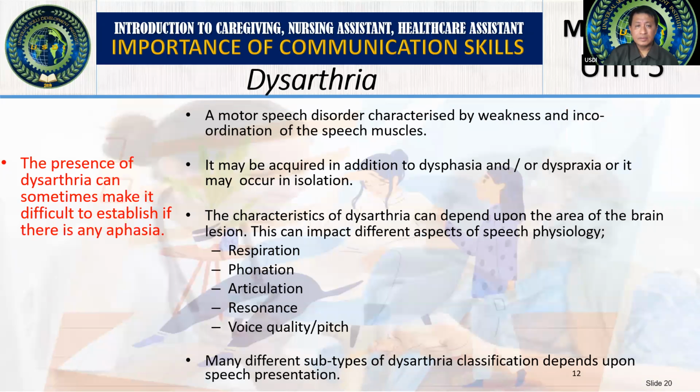Okay. The other one is dysarthria, a motor speech disorder characterized by weakness and incoordination of the speech muscles. It may be acquired in addition to dysphagia and or dyspraxia, or it may occur in isolation. Now, the presence of dysarthria can sometimes make it difficult to establish if there is any aphasia. The characteristics of dysarthria can depend upon the area of the brain kung saan banda may lesion, kung saan banda may damage na brain.